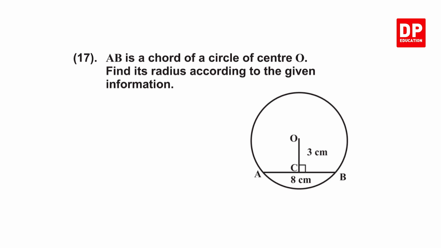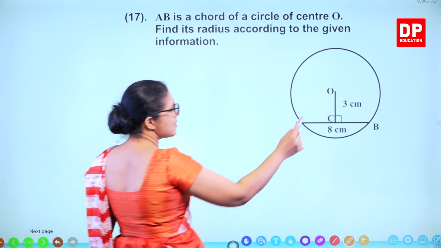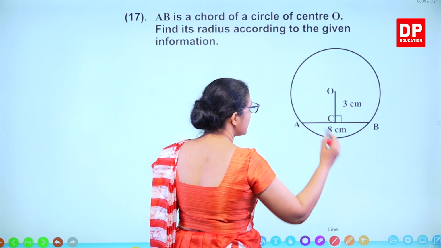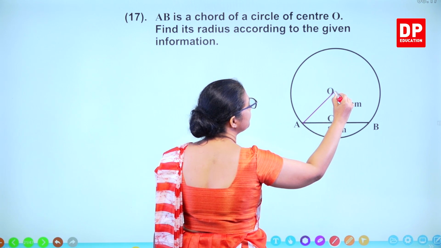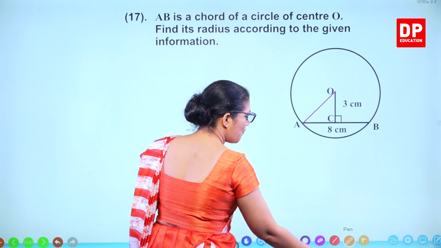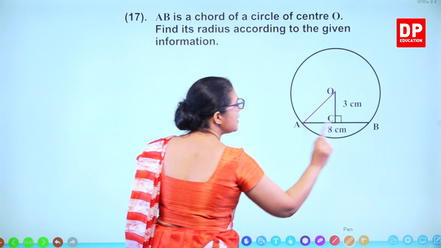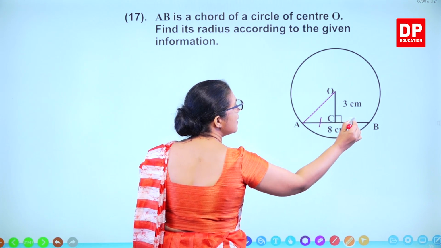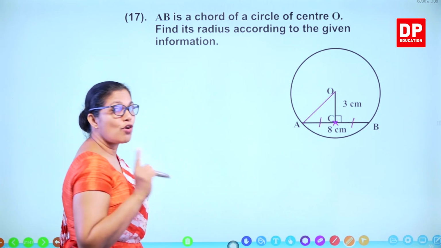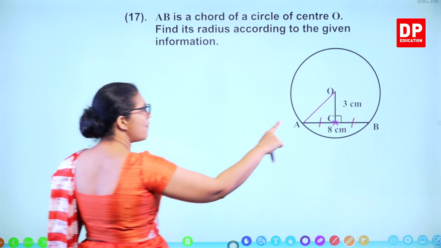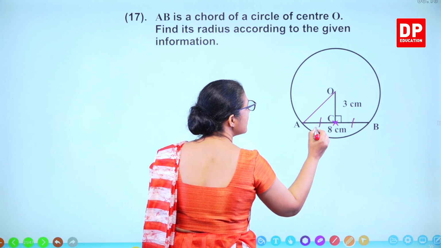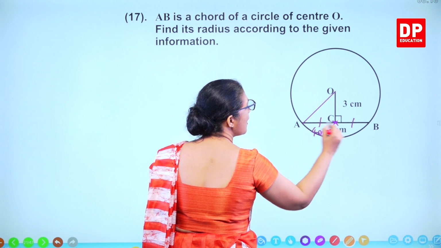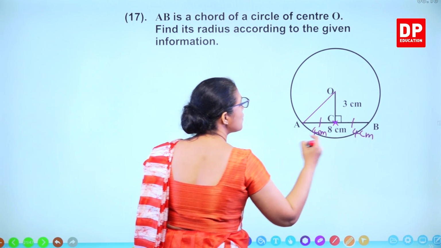Question number 17. AB is a chord of a circle of center O. Find its radius according to the given information. So this is the radius. If you draw the diagram here, we need this length. How do we find out? This full length AB is 8. We know when you draw a perpendicular, this becomes the midpoint of the chord. So if this is 8, what is this length? 4 centimeters. This length is 4 centimeter and this is 4 centimeter.